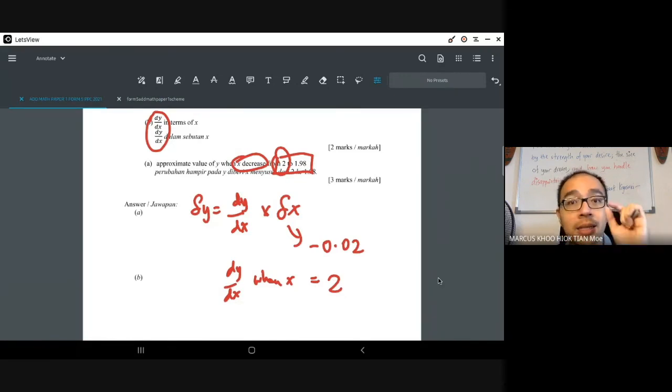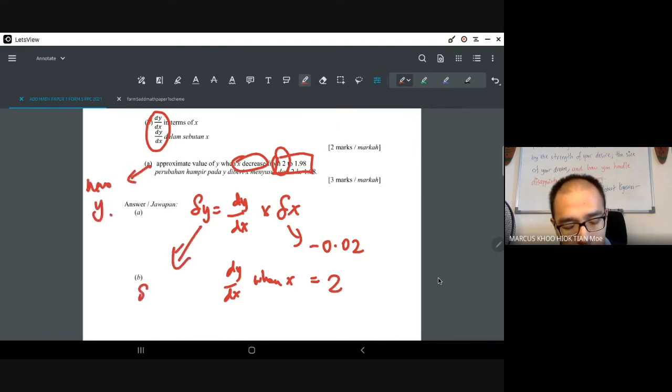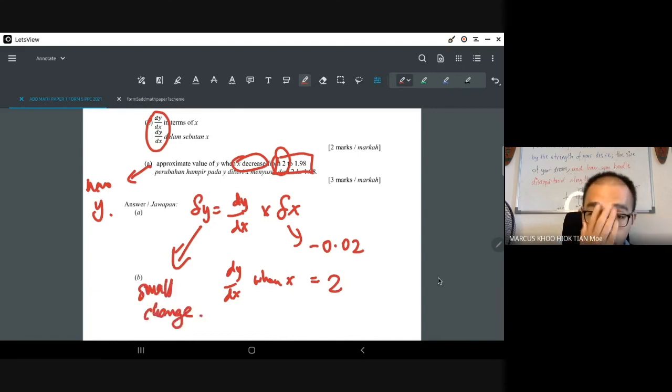It's not asking the small change in y. Okay, so we need to know the difference. The approximate value is the new y. Okay, this one is called the small change. Okay, perubahan kecil dalam y. Ini adalah perubahan hampir. Okay, approximate value. This is two totally different things that we need to take note of.